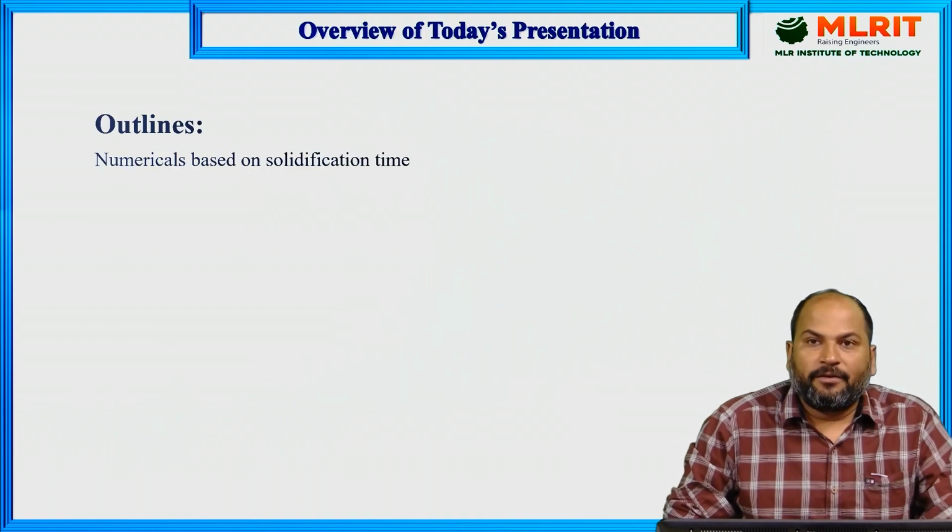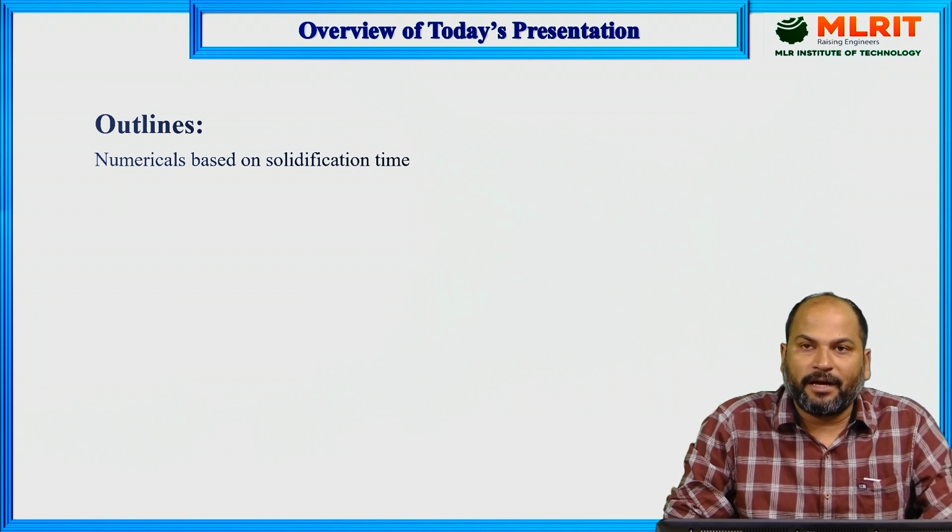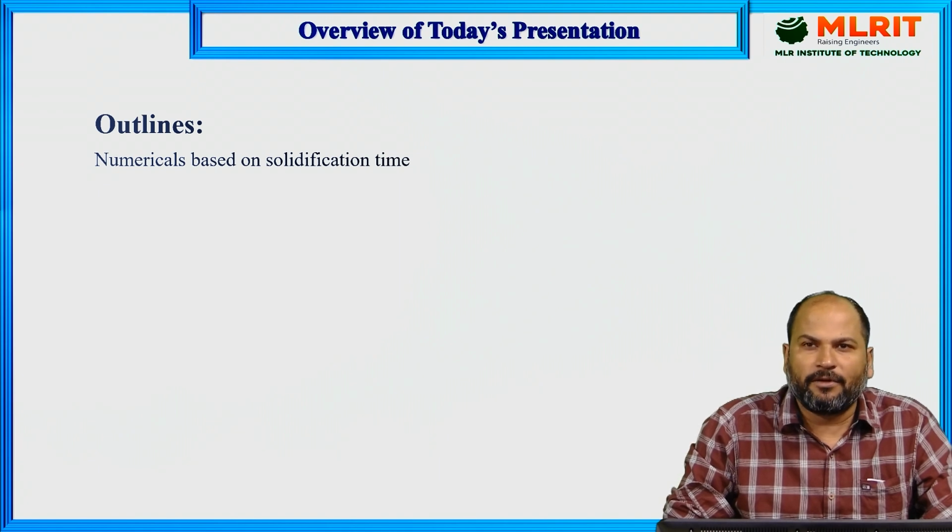So today, last class also, we took some numericals based on allowances in casting. Today we have brought some numericals based on solidification time in casting, how to calculate solidification time. We have already discussed this in detail. We derived the formula for solidification time, and also we solved a few numericals based on that.